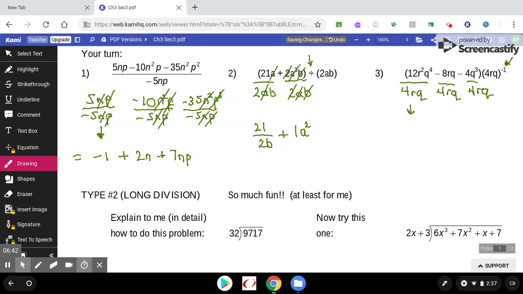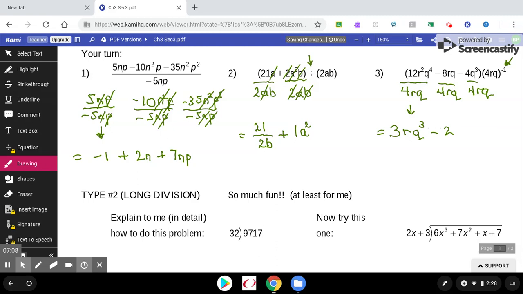First one, 12 divided by 4 is 3. Remembered an equal sign this time. Didn't on the last problem. I've got 2 r's on top and 1 r on the bottom. Subtract the exponents, leaves 1 r. 4 q's on top, 1 q on the bottom. Subtract the exponents, q to the third. Minus, got the next one. 8 divided by 4 is 2.